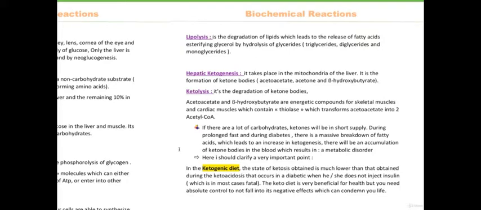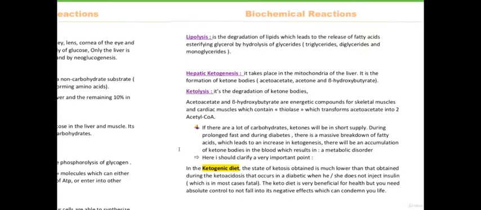During a prolonged fast and during diabetes, there is a massive breakdown of fatty acids, which leads to an increase in ketogenesis. There will be an accumulation of ketone bodies in the blood, which results in metabolic disorders.